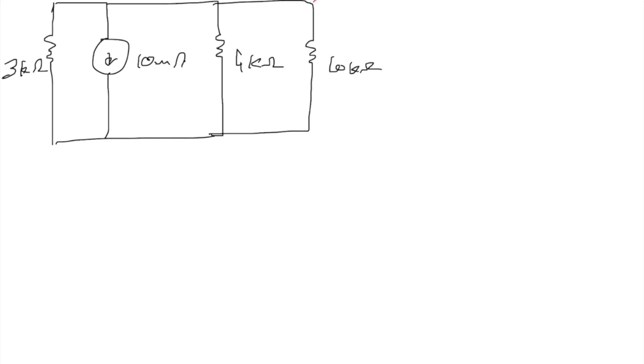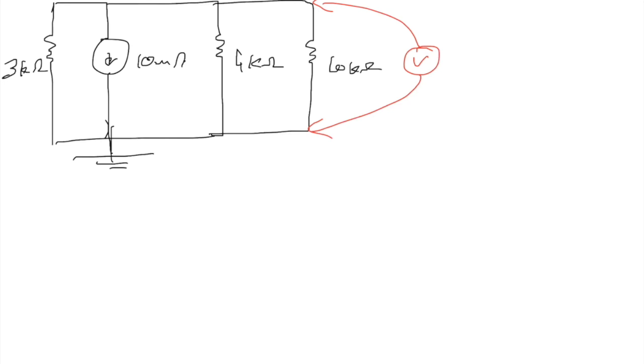The question is, what is the voltage across this 10 kilo ohm resistor? So if you hooked up a voltmeter or a multimeter across the 10 kilo ohm resistor, what is the voltage that would be measured? And also, this junction is grounded.